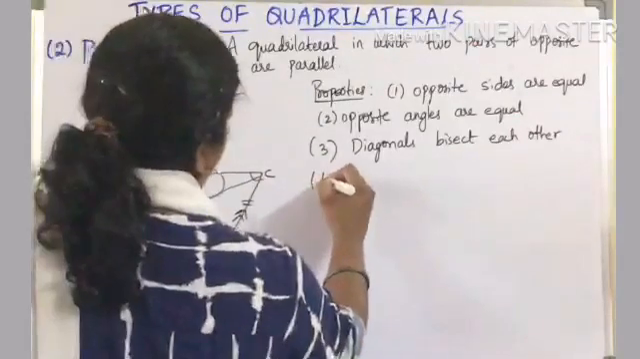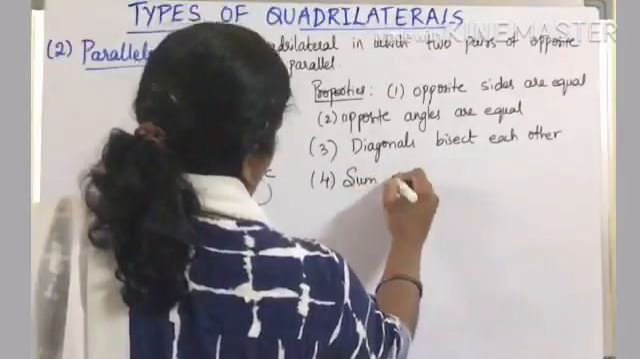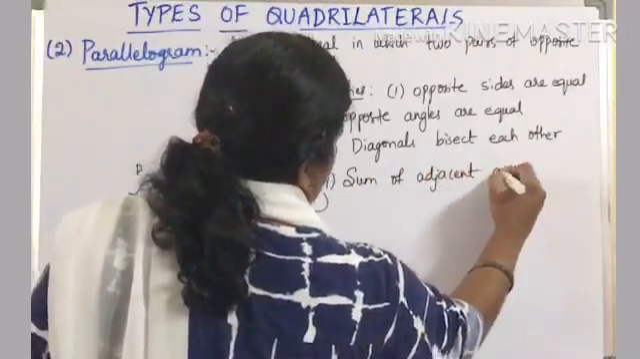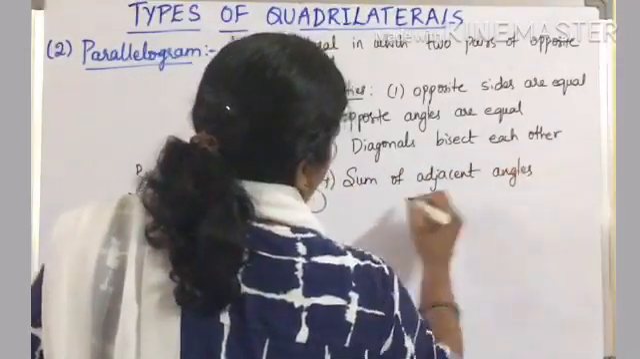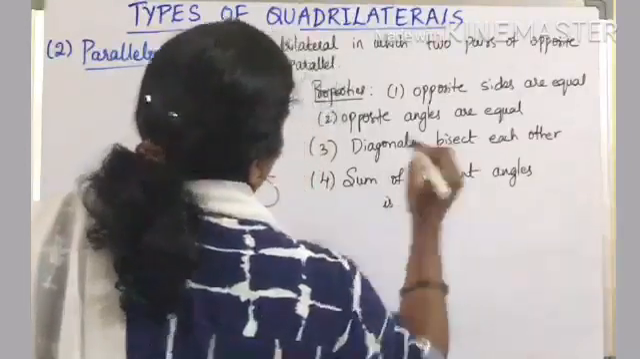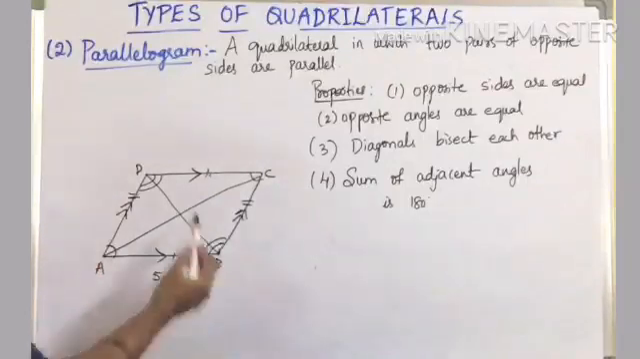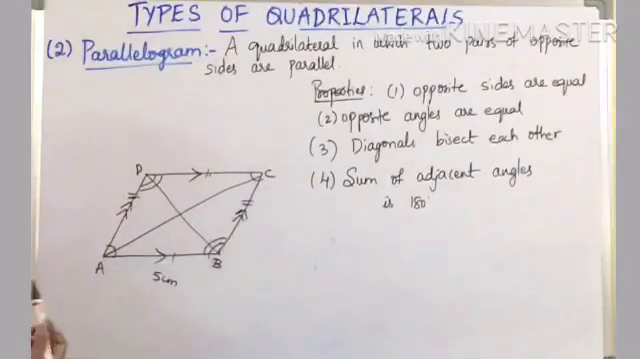So here we can take sum of adjacent angles is 180. So, 4 important properties in parallelogram, children. Opposite sides are equal, opposite angles are equal, diagonals bisect each other, and the sum of the adjacent angles is 180.